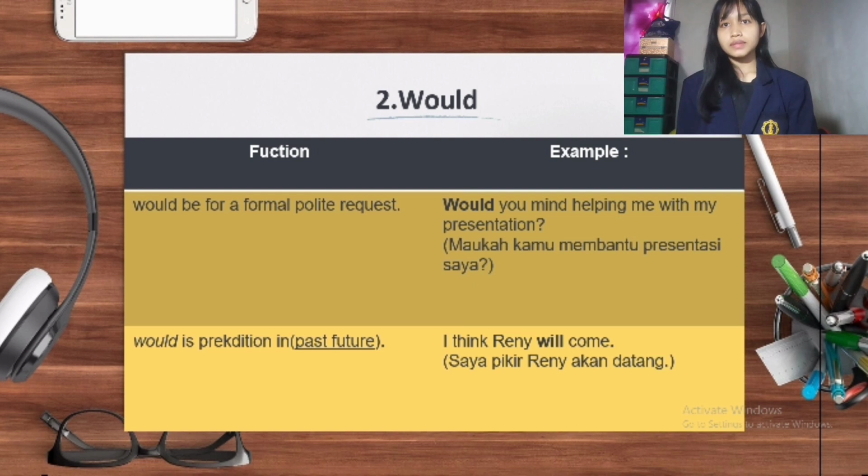Function of would. Would is a formal polite request. For example, would you mind helping me with my presentation? The second function, would, is a prediction in the past future. For example, I think rain will come.